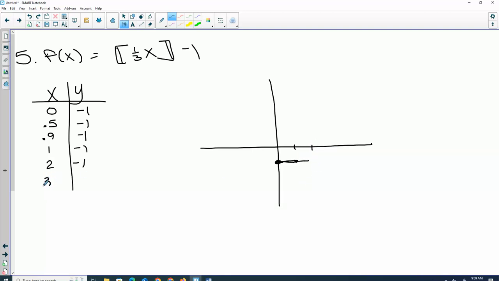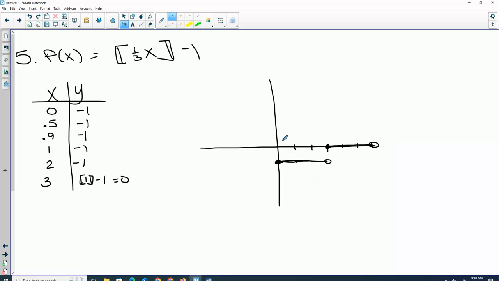If I put in a 3, 1/3 times 3 is 1. So now we have the greatest integer of 1, minus 1. Since 1 is an integer, we get 1 out. 1 minus 1 is 0. So that is where my step jumped, because when I put in 3, I got out a perfect integer. So we're on this step until this point, so we end it with an open circle and we jump up. So now we can see our step is 3 units long. Closed on the left, open on the right.